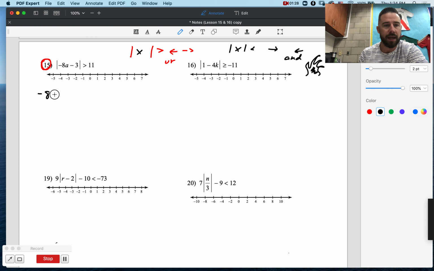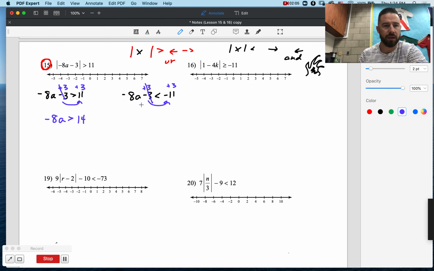We can say negative 8a minus 3 is greater than 11. And then over here we're going to say negative 8a minus 3, we flip the sign, and then we make it negative 11. Okay, so our first step is to get this negative 3 over, so we're going to add 3. And that cancels. It looks like we have negative 8a is greater than, oh man, is this 14 here?